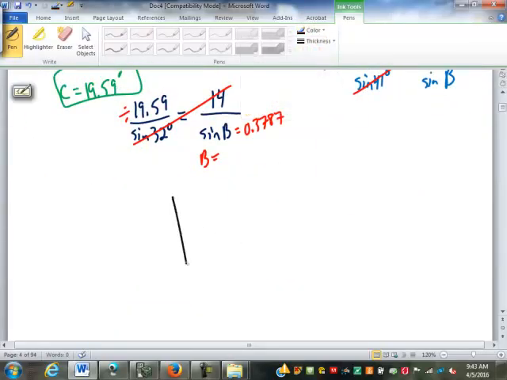So let's redraw it, making it work this time. So this is still 41 degrees. We're going to call this 21 feet and this over here 14 feet.